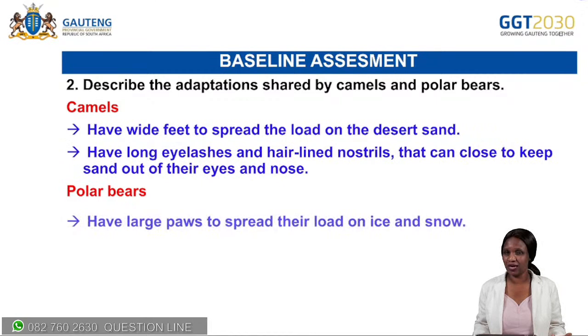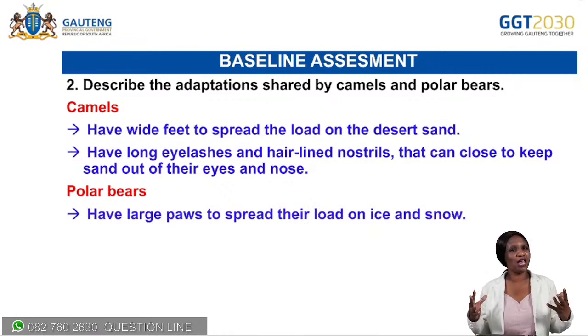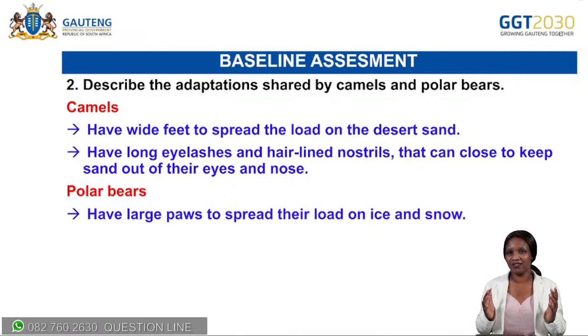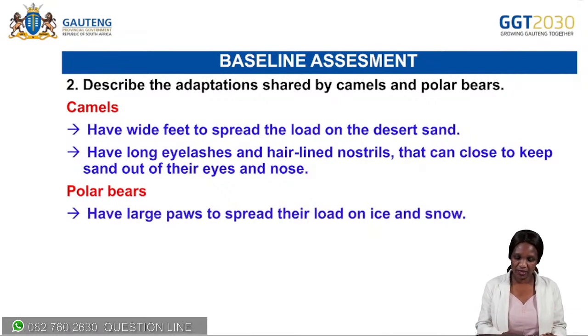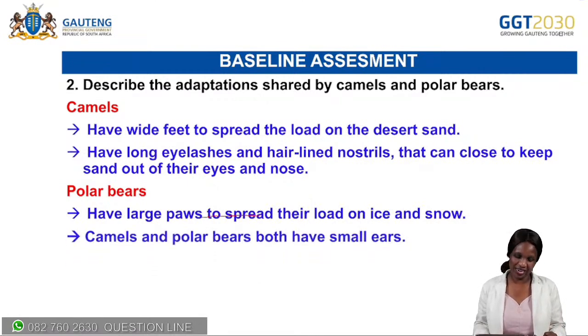And then let's look at polar bears. Polar bears live in what? In snowy areas, in very cold conditions. And then they've got fur to keep them warm. Do you get it? All right. Polar bears have large paws to spread their load on the ice and snow. Remember, it is very difficult to walk on ice and snow. And then the feet of the polar bears make it possible for it to spread its load and walk on snow and ice. And camels and polar bears have small ears. They both have small ears.